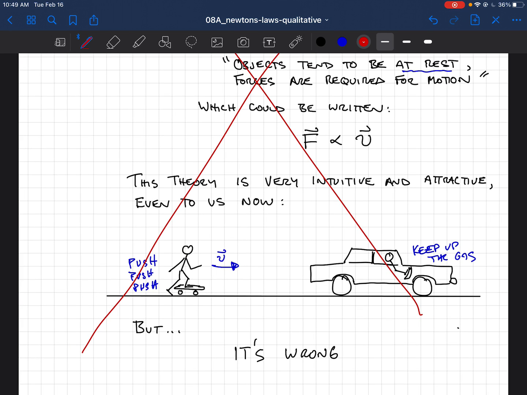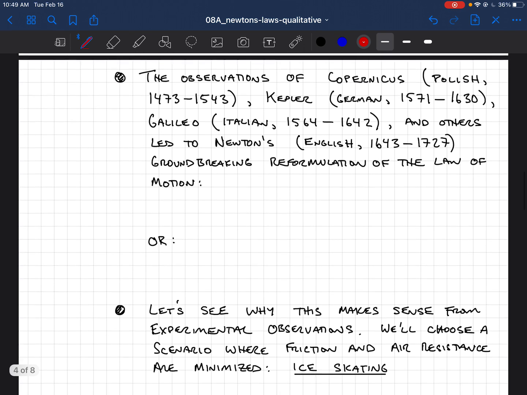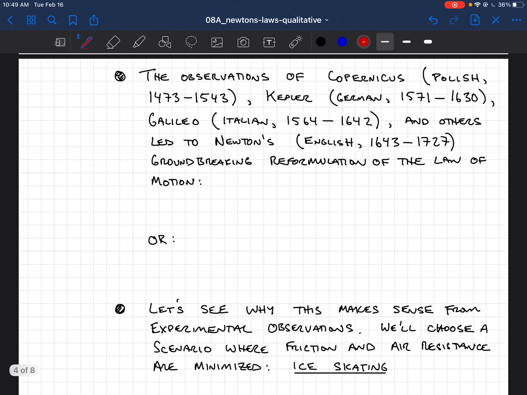Even though it seems from our observations that we need forces to cause velocities, it turns out not to be true. So what is true? Well, in the middle of the second millennium, there were a number of people who made careful observations of astronomical objects like the orbits of planets around the sun, and of just objects on Earth like Galileo's dropping of balls or rolling balls down the hills. And Kepler in particular took some careful data to map out the orbits of moons around planets.